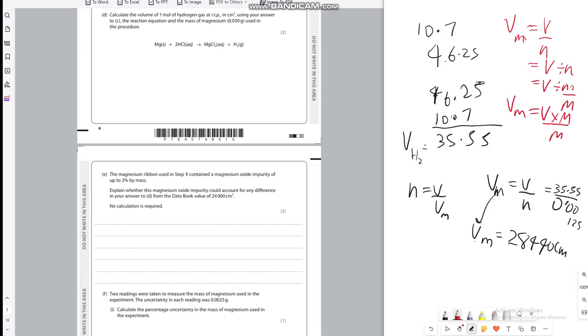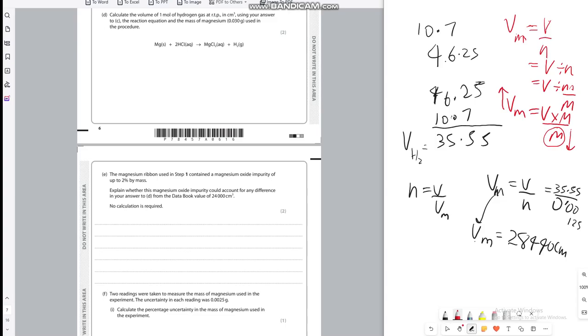Whether this magnesium oxide impurity could account for any difference in your answer. Yes, we assumed it was fully magnesium, but actually some part is magnesium oxide. That means the mass of magnesium will be lesser than what we expected. Looking at the equation, when the mass of magnesium decreases, the molar volume would increase. So the answer we get will be higher than what we got before.